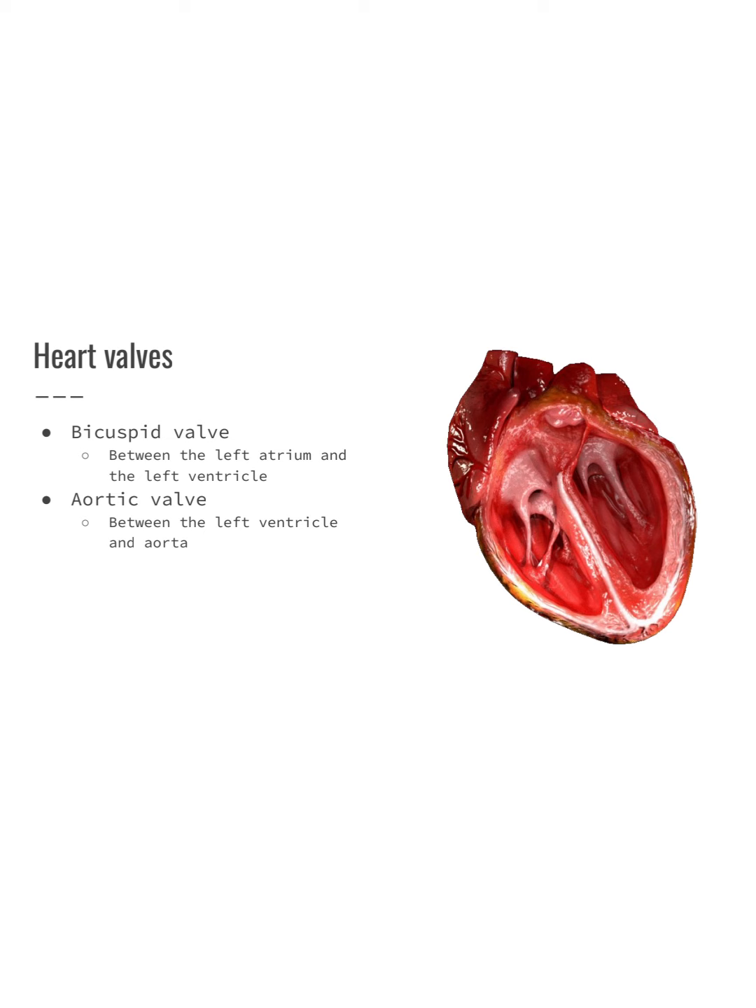On the other side of the heart, we have the bicuspid valve, which is between the left atrium and the left ventricle. So as this oxygenated blood comes from your lungs, separating the left atrium and the left ventricle is the bicuspid valve. Then we're also going to run into the aortic valve, and this is between the left ventricle and the aorta.